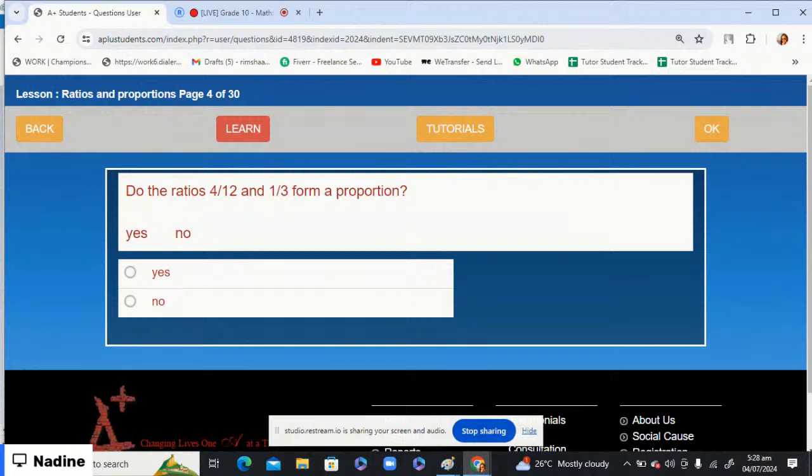So do the ratios 4 by 12 and 1 by 3 form a proportion? Now you think about it, then I will tell you the answer. This is also so easy. So just think about it.